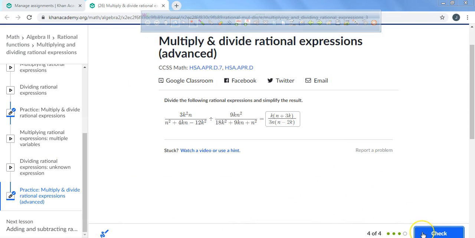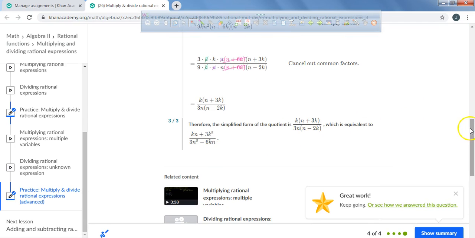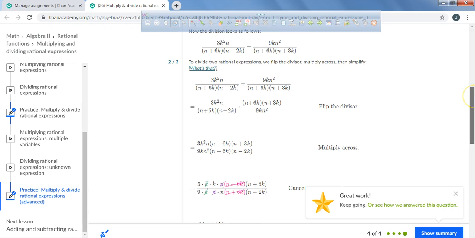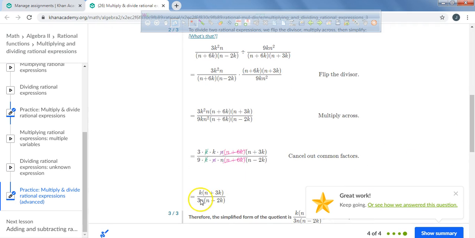All right, here we go. Got that one right as well. See, step-by-step solution. Oh my gosh, they did the exact same thing we did. Check this out, man. Got all their factors, canceled things out, and you saw what we finished with.